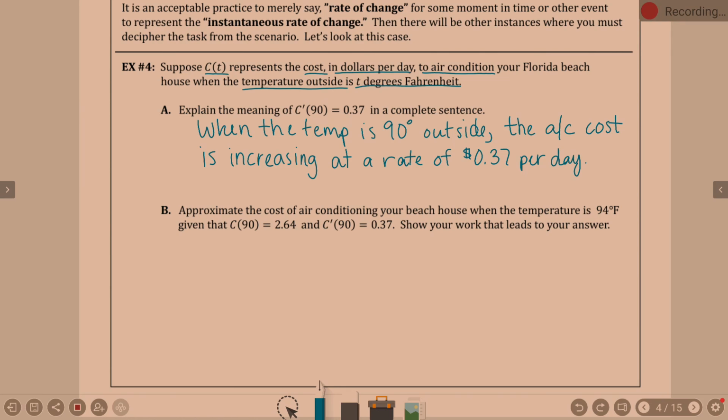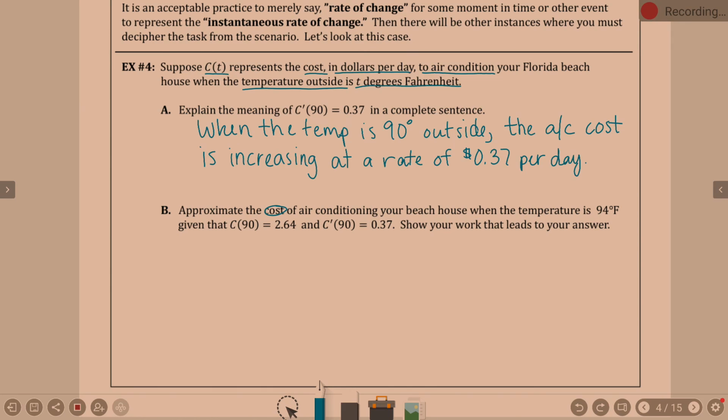Approximate the cost of air conditioning your beach house when the temperature is 94 degrees, given that C of 90 is 2.64 and C prime of 90 is 0.37. We know the derivative equals 0.37, yes? In order to find rate of change, think in terms of finding slope, yes? And so, to approximate the cost, think of it this way.